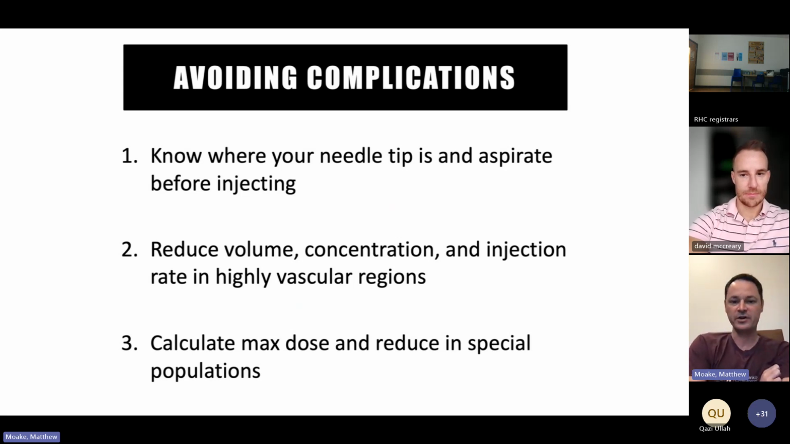Always use a minimal volume, appropriate concentrations, and reduce your injection rate in highly vascular regions, because again, this is a systemic uptake issue. And then know your max dose and reduce in special populations. So know how the anesthetic you're using is being cleared. If you have patients who have some sort of renal or liver dysfunction that might alter the clearance of the anesthetic you're planning, make sure you adjust accordingly.